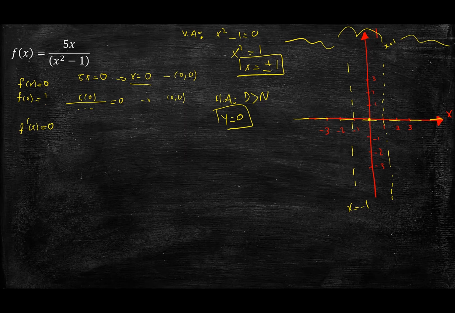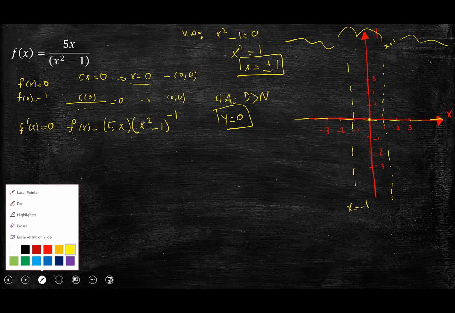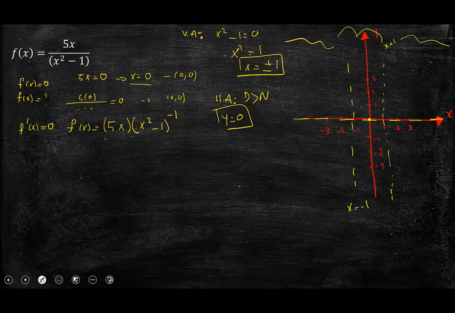Alright, so we need to do the first derivative test and put it equal to 0. So I need f prime of x and put it equal to 0. In order to find that, let's rewrite f of x. There are 2 things I can do here. I can use the quotient rule, or I can bring x squared minus 1 to the top and give it a negative power, and then just do the product rule, which is what I'm going to do here.